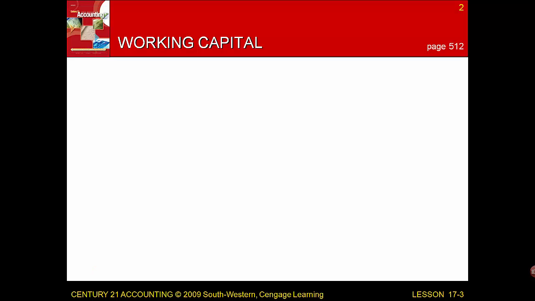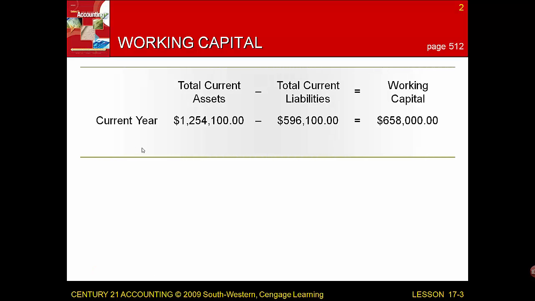So let's take a look at mathematically how we do that. We'll take a look at our current year's assets, $1,254,100. Subtract the current liabilities of $596,100, gives me my total working capital. Okay, let's take a look at what they had the prior year. The prior year, they still had a lot of current assets, but look at the difference between here and current liabilities. So their working capital was $433,200. So this is a favorable trend for Hamilton because it is going up.